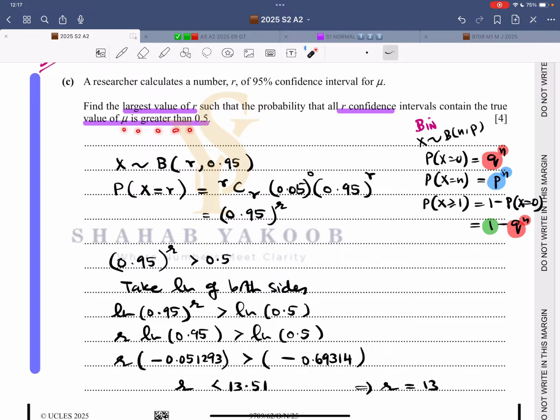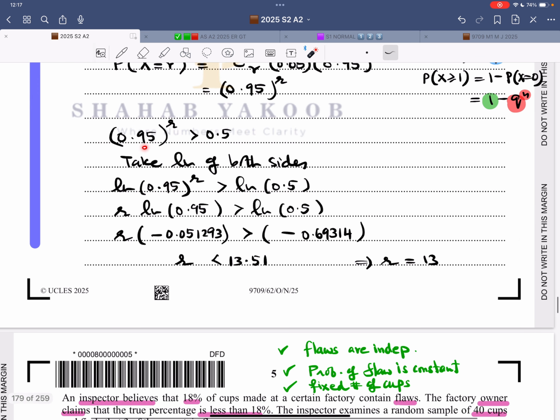And the value of mu is greater than 0.5. So all these confidence intervals, whatever the number that you choose, all of them have a probability of this. This is failure. This is success raised to power of this. Probability X is equal to n, p raised to power of n. This is p raised to power of n. Instead of n, they have written r. Got the idea? So now this 0.95 raised to power of r is 0.5.